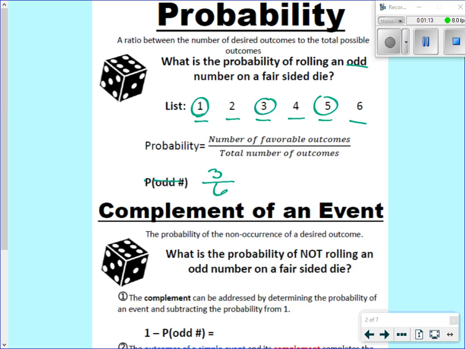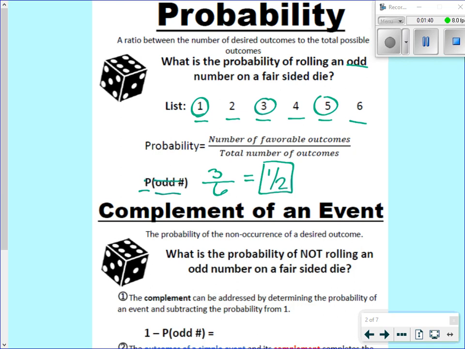So we do simplify all probability. So 3 over 6 simplifies to 1 half. So the probability of rolling an odd number is 1 half. So we didn't specify whether fraction, decimal, or percent. If it doesn't specify, you can represent it in any form. I will mostly do 1 half. If it does specify percent, then please make sure you represent the probability as a percent.